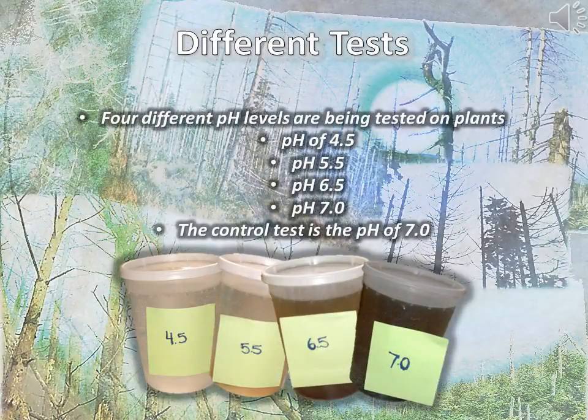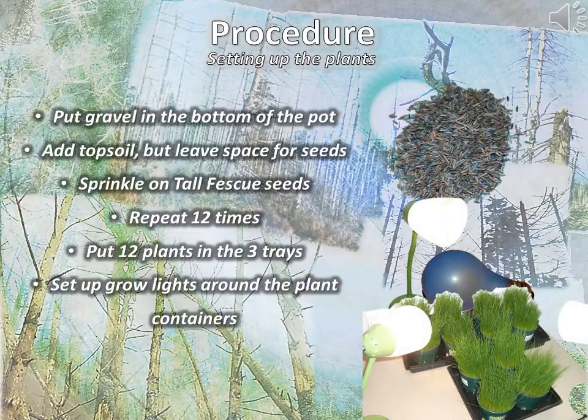4 different pH levels are being tested on plants in this experiment, including a pH of 4.5, 5.5, 6.5, and 7.0. The control test has a pH of 7.0 since the water is at a neutral pH. There will be 3 trials for each of the different pHs.